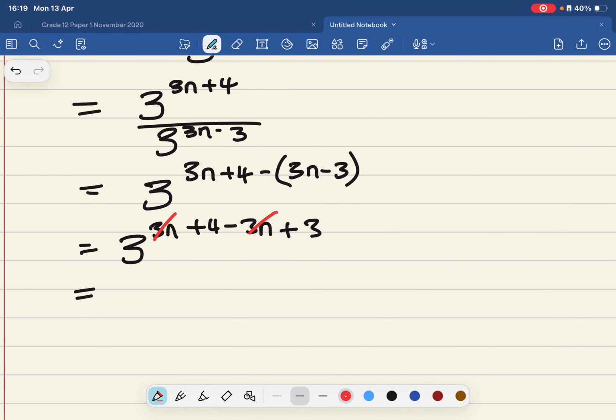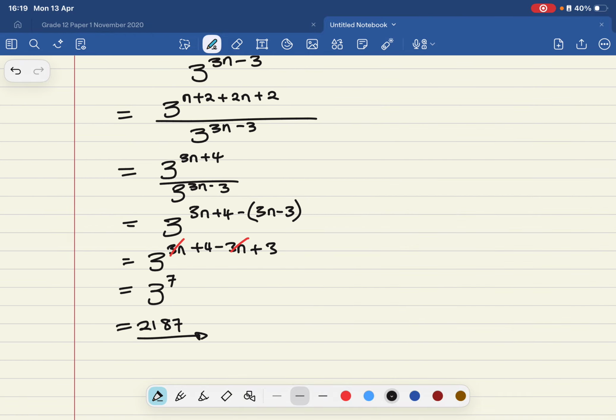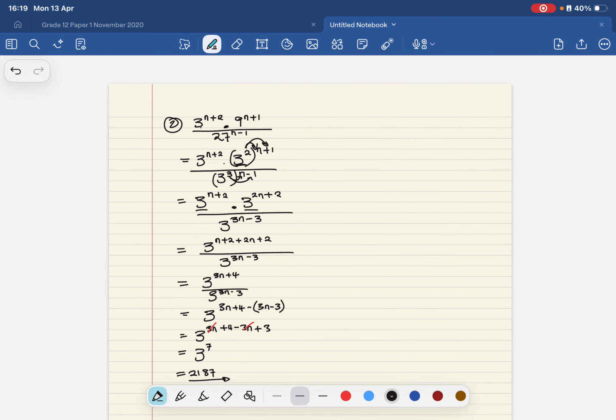Then this one subtract this one. Then you have 3 to the power of 7, which is the same as 2187. And this one becomes your final answer.